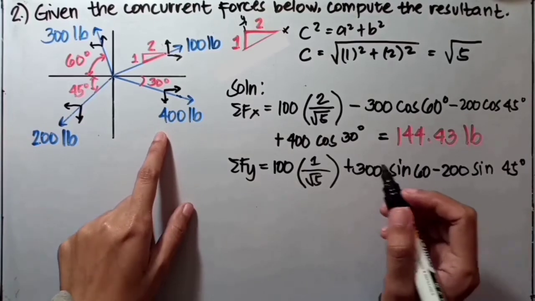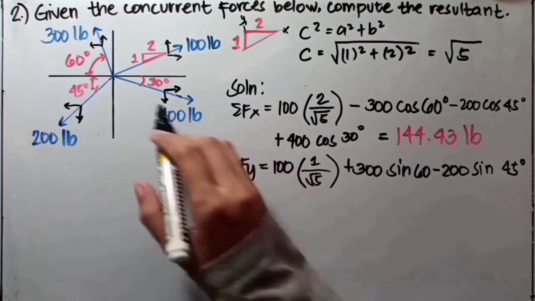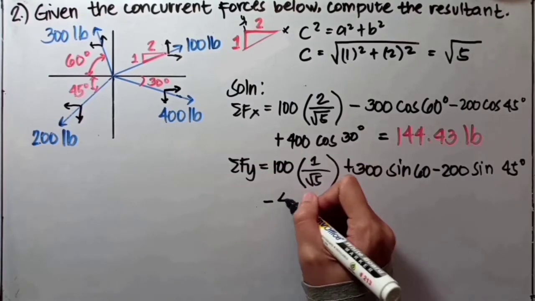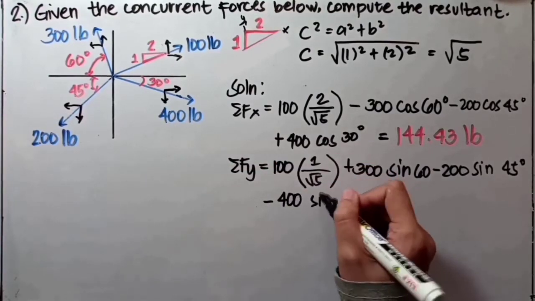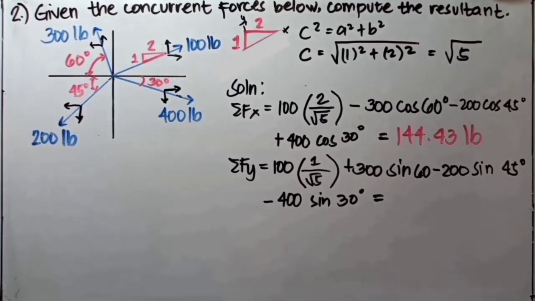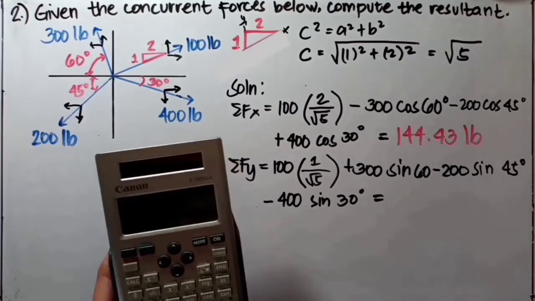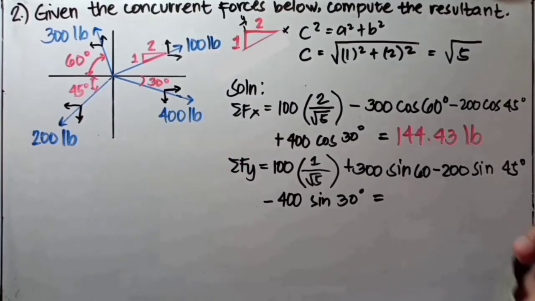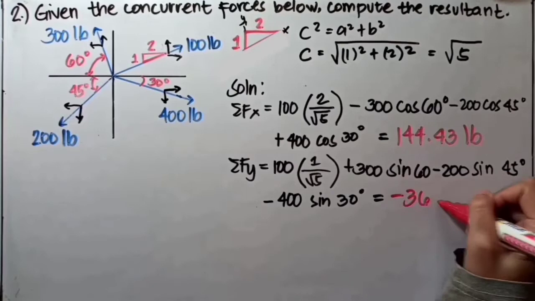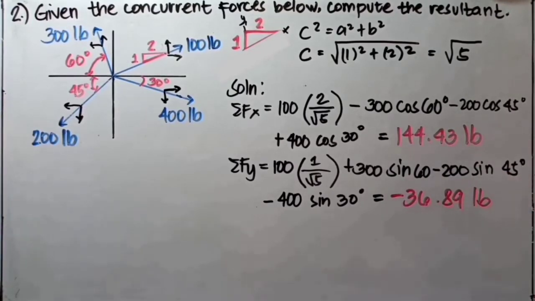Ang 400 naman na pounds, ang y component nito is same lang sa 200 pounds. Going down din siya, so negative pa rin. 400 pounds sine 30 degrees. So, let's calculate the answer for summation forces y. Now, ang answer ngayon is negative 36.89 pounds. So, negative siya. May answer na tayo for summation forces x and y.